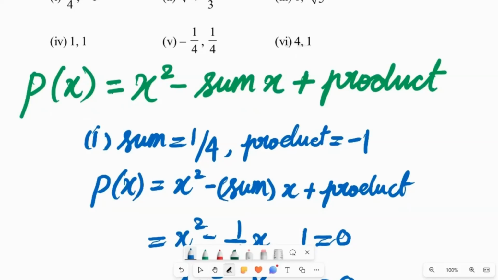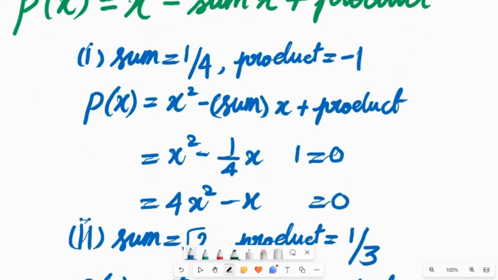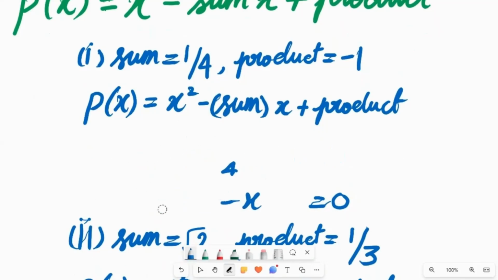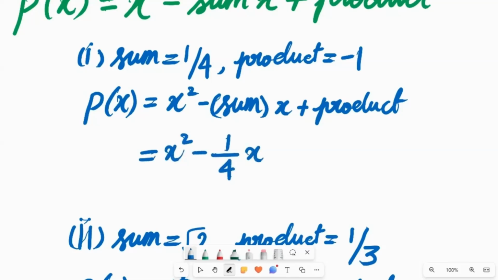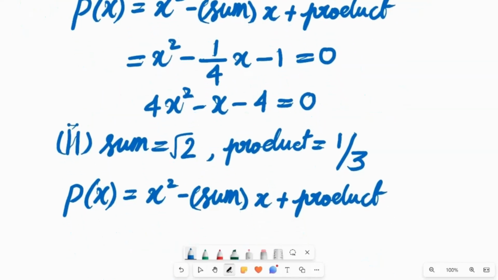In the first case we can see that the sum is equal to 1 by 4 and product is equal to minus 1. So if I substitute both of them in the equation, then I would get x² minus 1 by 4 into x minus 1 equal to 0. And if I multiply all sides with 4, then the polynomial would be 4x² minus x minus 4 is equal to 0. This is the quadratic polynomial in the first case.